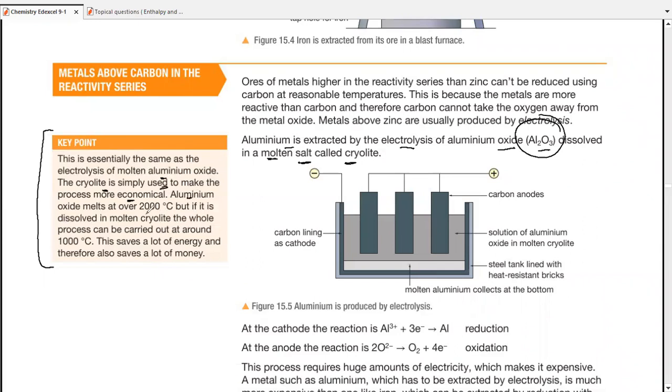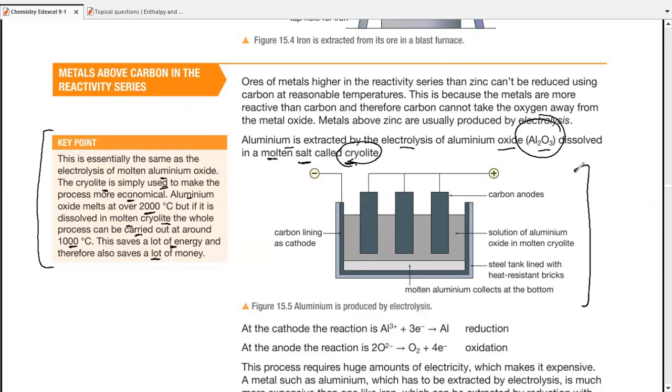How? Aluminum oxide melts over 2000 degrees centigrade. That's a lot of temperature, meaning we're going to burn a whole lot of fuel to reach or sustain that temperature. But if it is dissolved in molten cryolite, which is acting like an impurity here, the whole process can be carried out at around 1000 degrees centigrade. That's half of that temperature. Imagine the amount of energy and money we save by saving the fuel. That's the best part about cryolite. Cryolite decreases the melting point of aluminum oxide, being an impurity.